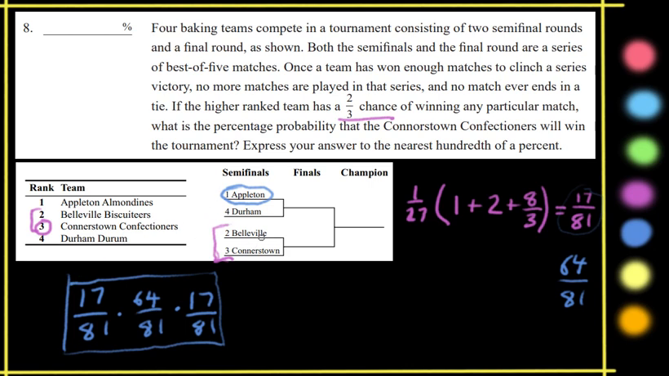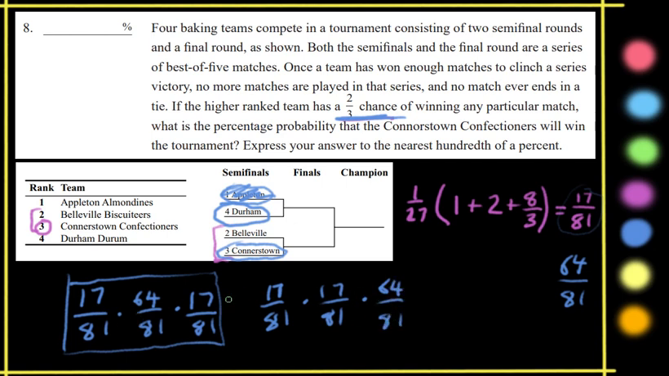But that's not the only thing that can happen in order to have Connorstown be the champion. The other thing that could happen is that Appleton could lose, right? And Durham could win. And if that happens, well, we're still going to have Connorstown win here, which is going to be a 17 out of 81 chance. And then there's another 17 out of 81 chance that Durham beats Appleton, even though they're way lower ranked than Appleton. I guess still ends up being the same because we just have this rule here. And then we're going to have the match between Durham and Connorstown. And here, Connorstown is going to have the advantage. They're going to be higher ranked than Durham. So they're going to have a 64 over 81 chance of winning.